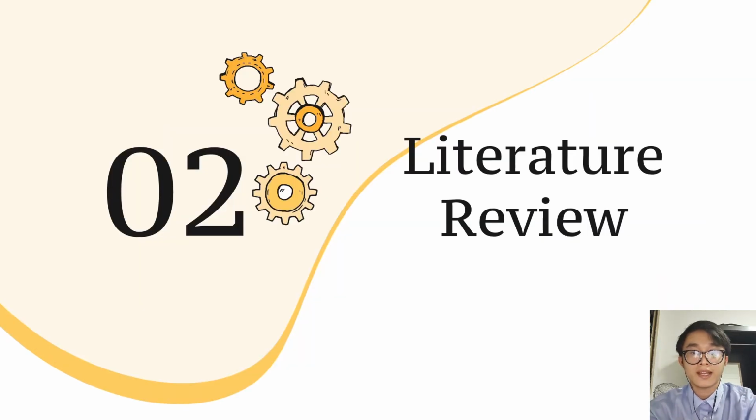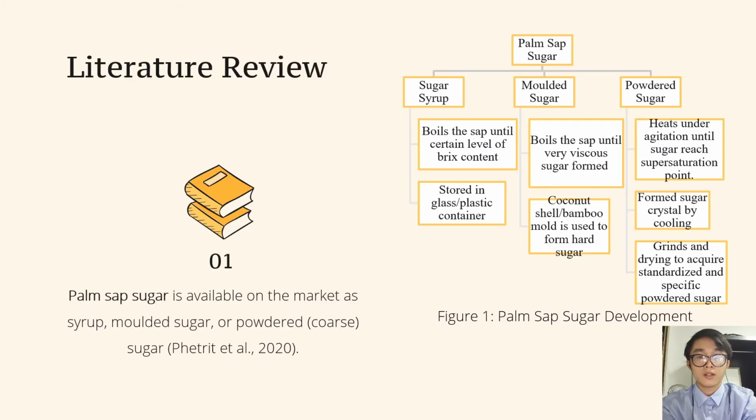The second part of this slide is literature review, which consists of previous research and recommendations. There are 3 types of palm sap sugar available in the market. The first type is sugar syrup. Usually, people boil the sap until a certain level of brix content. It is then stored in a glass or plastic container.